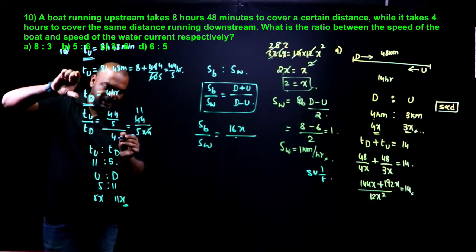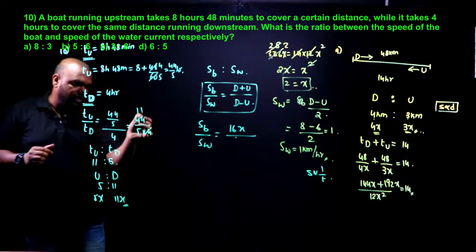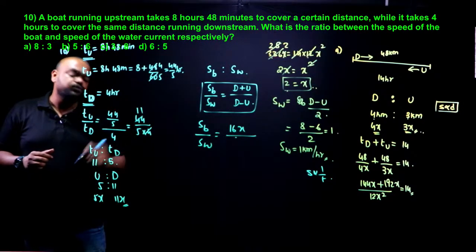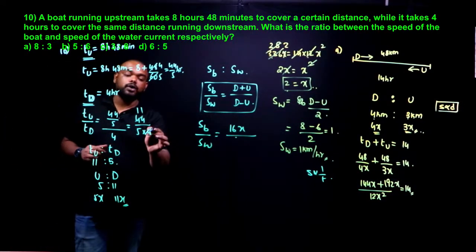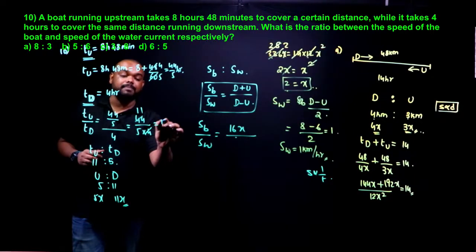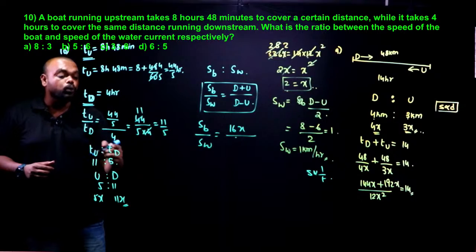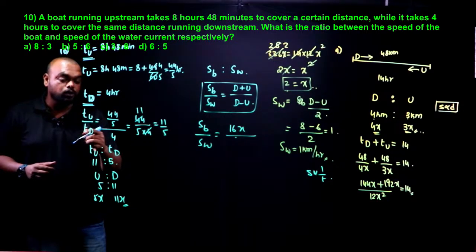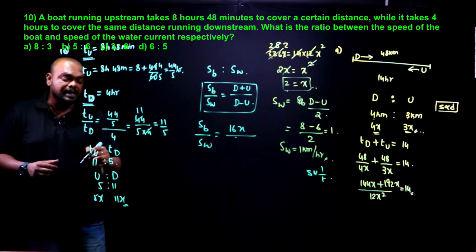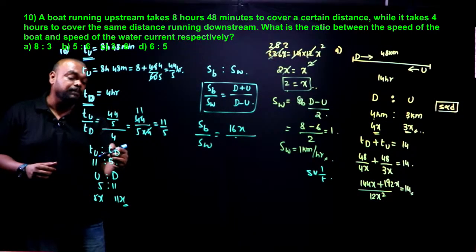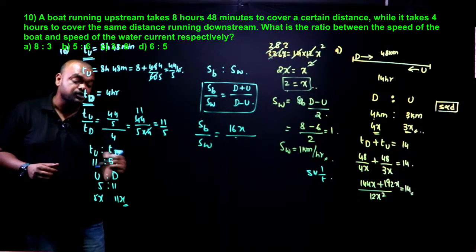5 comes to the denominator. This becomes 44 divided by 5 into 4. So 4 into 1, 4 into 11, I'll get 11 by 5. What is this 11 by 5? TU is to TD. Time taken during upstream is to time taken during downstream. Give me the chart, please. Time taken during upstream to the time taken during downstream is 11 is to 5.